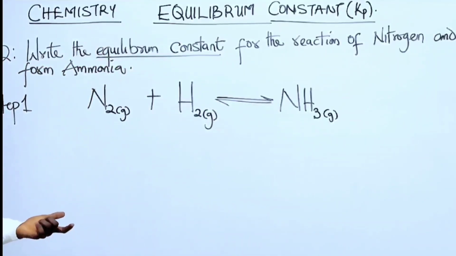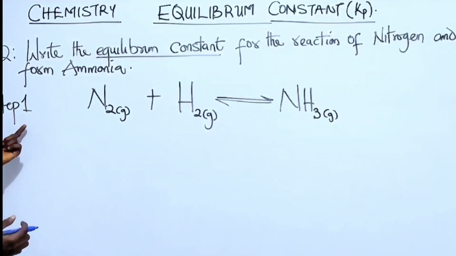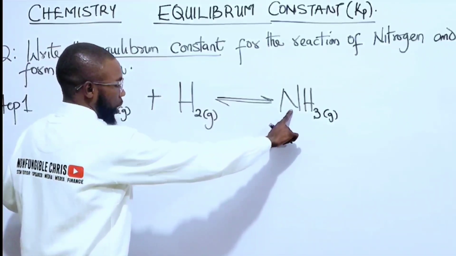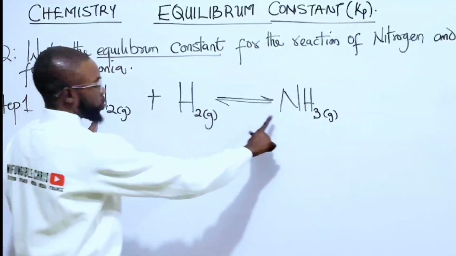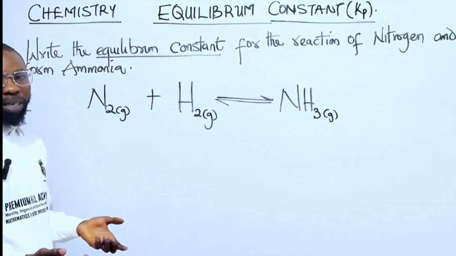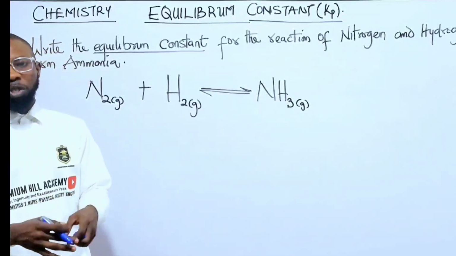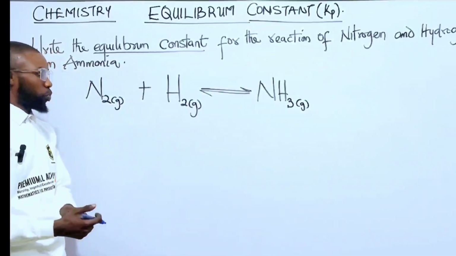If we look at this, we discover it's not balanced, right? Still on step 1, it's not balanced because we have 2 nitrogen here, but we have 1 nitrogen here, and then we have 2 hydrogen here, but we have 3 hydrogen here. How do we balance this? I have a full video on how to balance chemical equations. I'll leave that in the description box so you can check it and see how to balance equations.